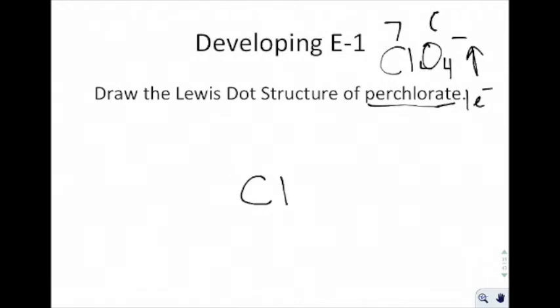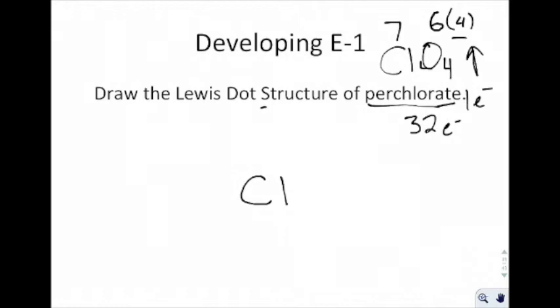Each oxygen has 6 valence electrons. There are 4 of them, so I would get a total of 24 electrons from oxygen. Added to the chlorine, that's 31. Don't forget the minus sign. I have 32 available electrons to make this molecule.